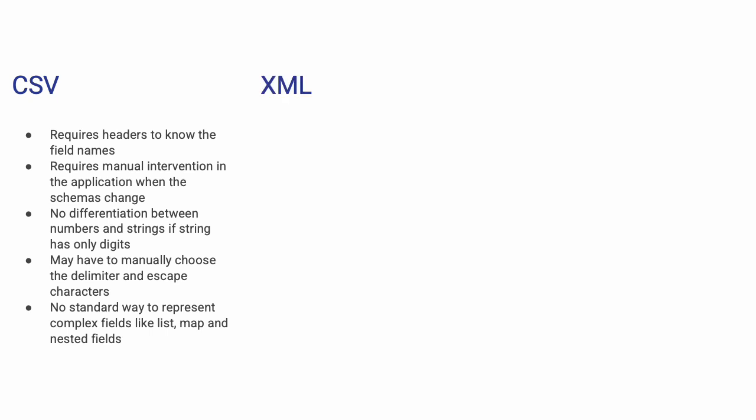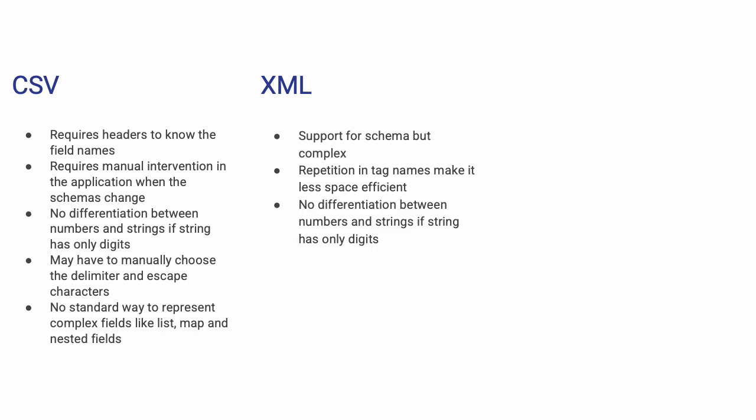In XML, there is support for a schema, but usually it is very complex. And because of the repetition of the field names in the form of the tags, it becomes less space efficient. Again, there is no differentiation between the numbers and strings if the string has only digits, and there is no support for binary data. Let's say you want to represent unstructured data like image. There is a way to convert into base 64 encoded string, but that again increases the size by at least a factor of 33%.